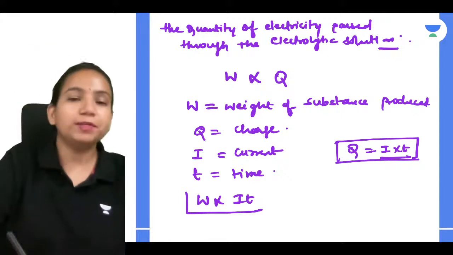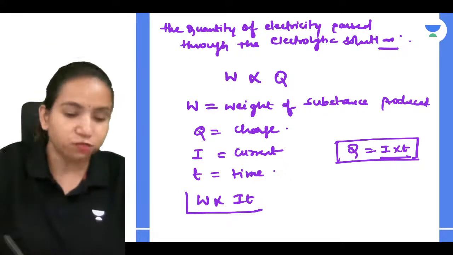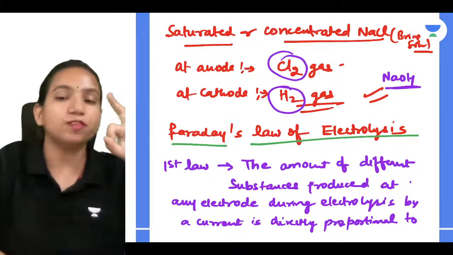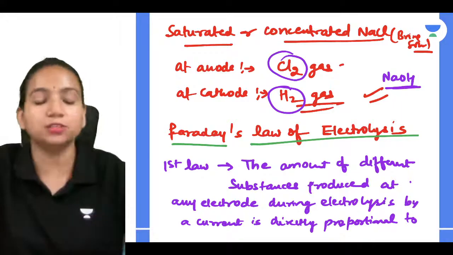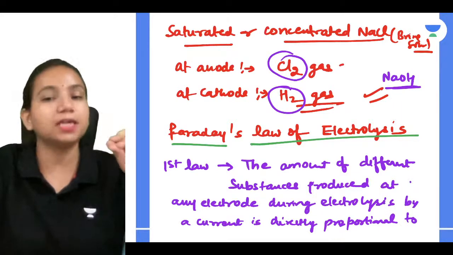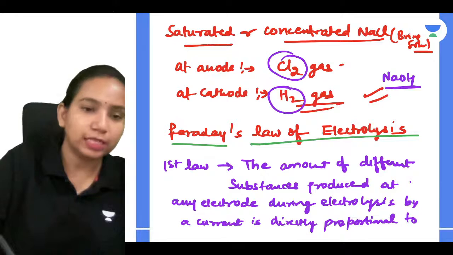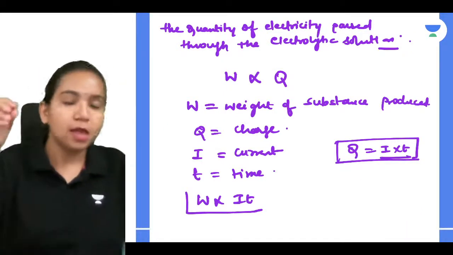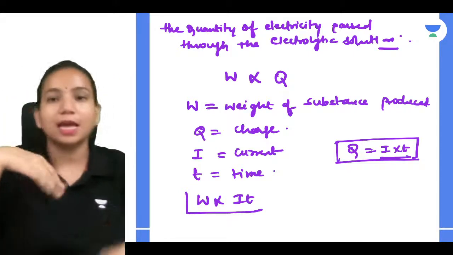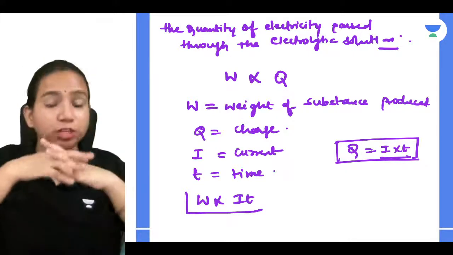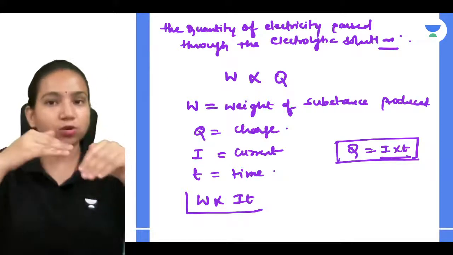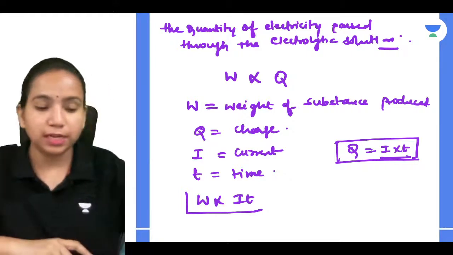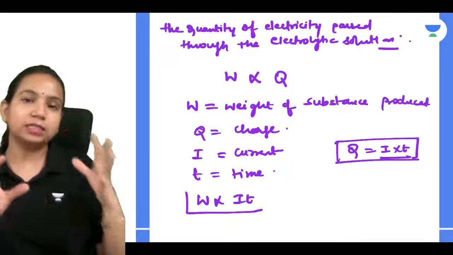Very good. So what we were learning is Faraday's law of electrolysis. What does Faraday's law of electrolysis say, Siddhartha? It says that the amount of different substances produced at any electrode during electrolysis by current is directly proportional to the quantity of electricity passed through the electrolytic solution. Obviously, the more electricity you pass, the more weight of substance is generated. Why? Because that much of your electrolyte is going to dissociate into ions, and that much you will get accumulated.